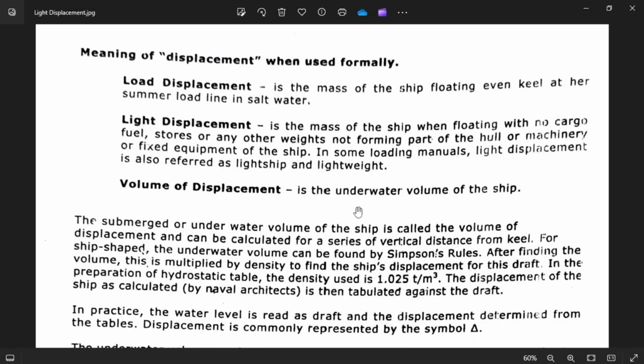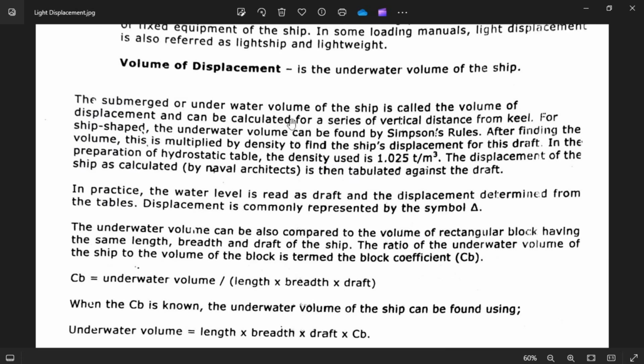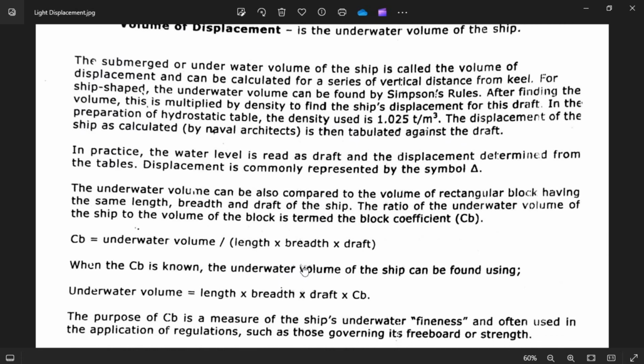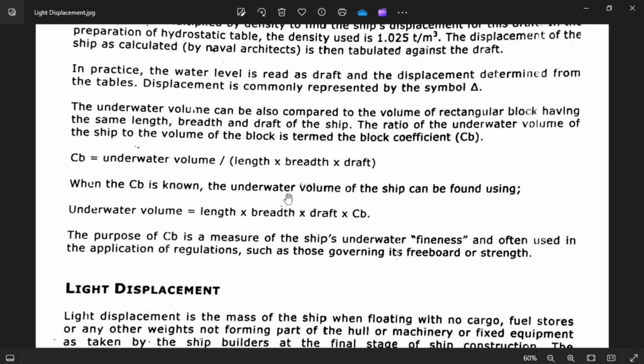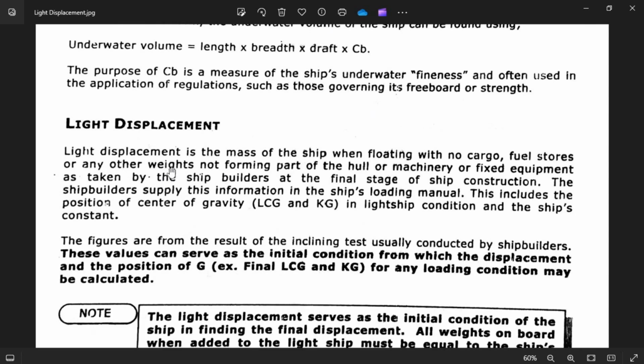The volume of displacement is the underwater volume of the ship. Okay? I'll just read this one, guys. And light displacement is the mass of the ship when floating with no cargo, meaning light ship, guys, with no cargo, fuels, and other weights not forming part of the hull or machinery or fixed equipment, or taken by the shipbuilders at the final stage of ship construction. The shipbuilder supplies this information in the ship's loading manual. So you can see this in the loading manual.